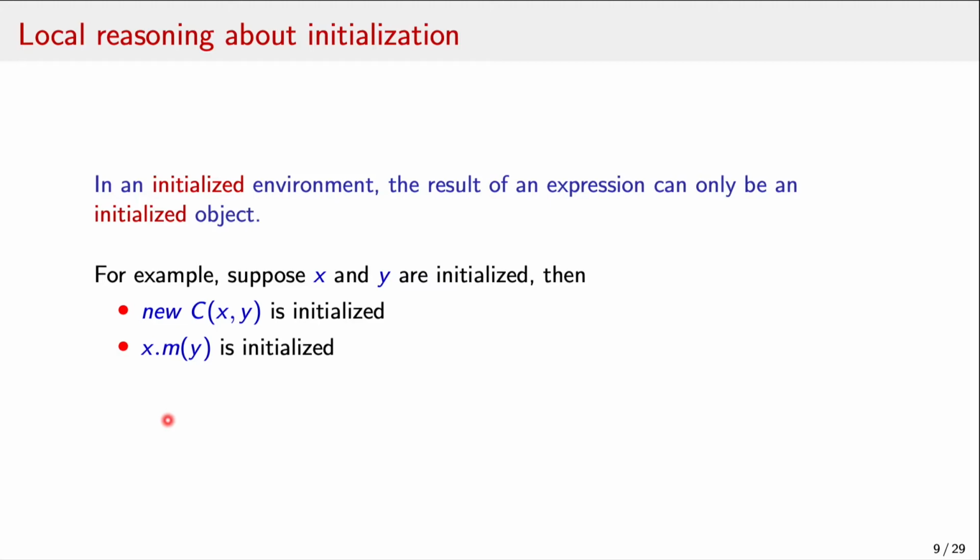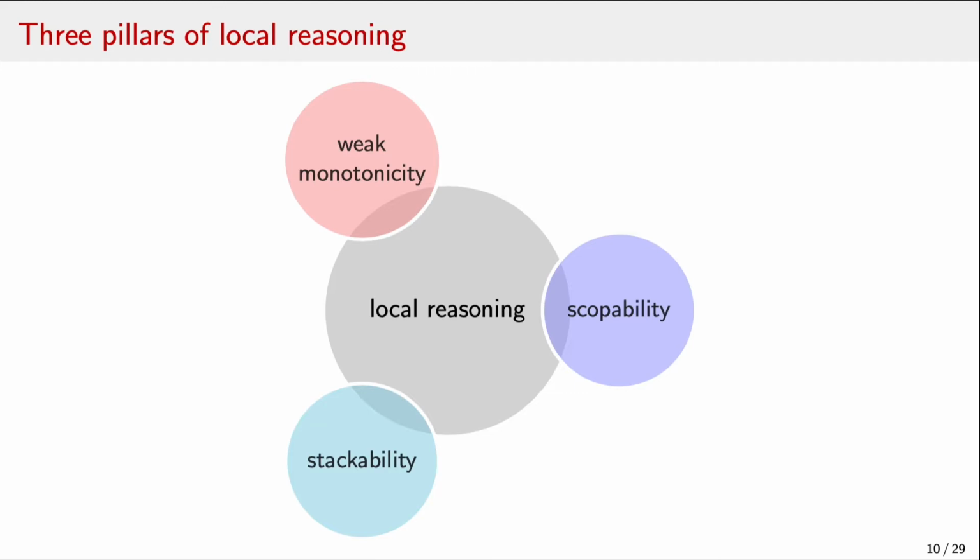Local reasoning about initialization is very natural. It's close to how programmers reason about initialization in daily programming. Meanwhile, it avoids the need for whole program analysis, therefore gives rise to faster algorithms for safe initialization. One contribution of our work is to provide a modular understanding of local reasoning as the result of three simple properties, namely weak monotonicity, stackability, and scopability.